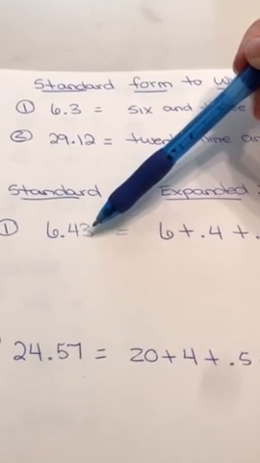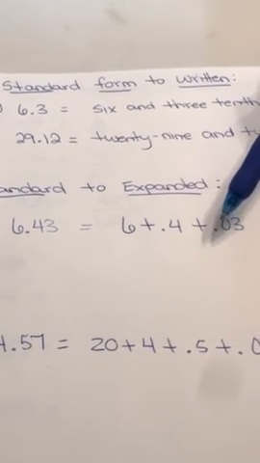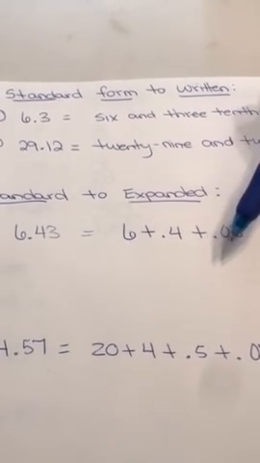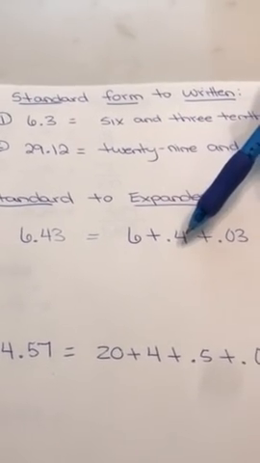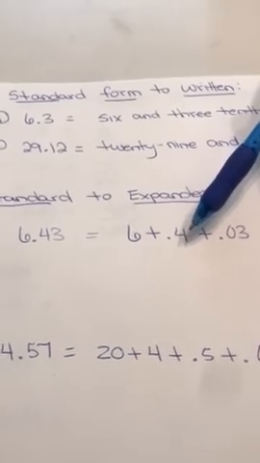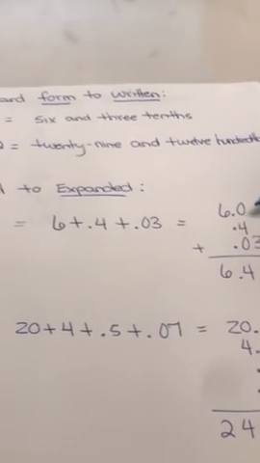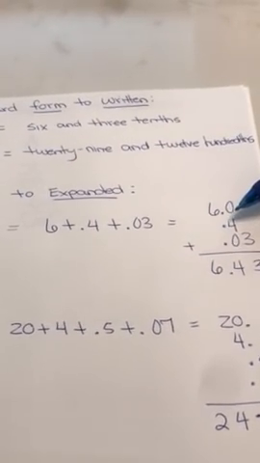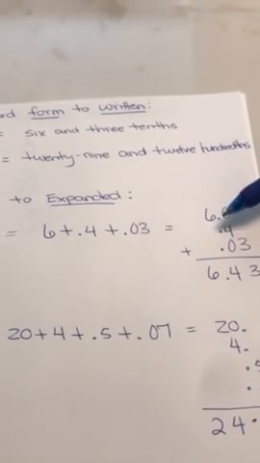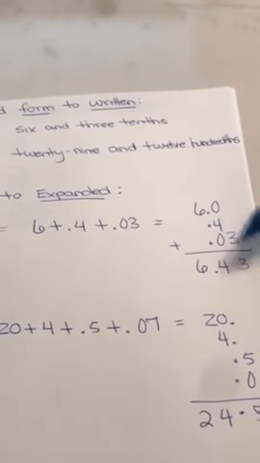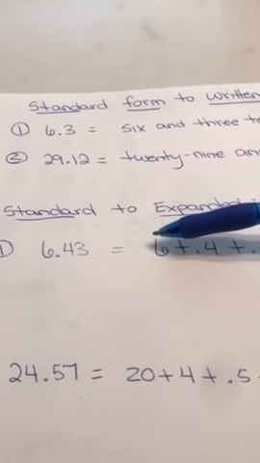Well, how am I going to represent 3 hundredths in expanded form? I'll show you. It would show decimal 0.03. That 0, okay, is representing that place here where that 4 would come down. Okay, and how do I know I'm going to get 6 and 43 hundredths back? If you line up your decimals, 6 decimal 0, there's your 4 tenths, there's your 3 hundredths, and I line up my decimal and I add everything up, I'm going to get 6 and 43 hundredths back.